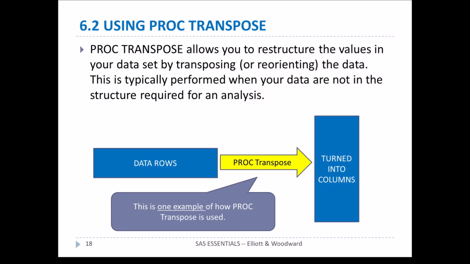All right, let's look at section 6.2. This is using PROC transpose. PROC transpose allows us to restructure the values in a data set by transposing or reorienting the data. This is typically performed when your data is not in the structure you require for an analysis. As we're going to see in the upcoming examples, sometimes you get a data set that is not structured the way you need it, and oftentimes you need to flip the data or transpose it. This will show you how it's done. Basically, we have data in rows. We use PROC transpose to turn it into columns.